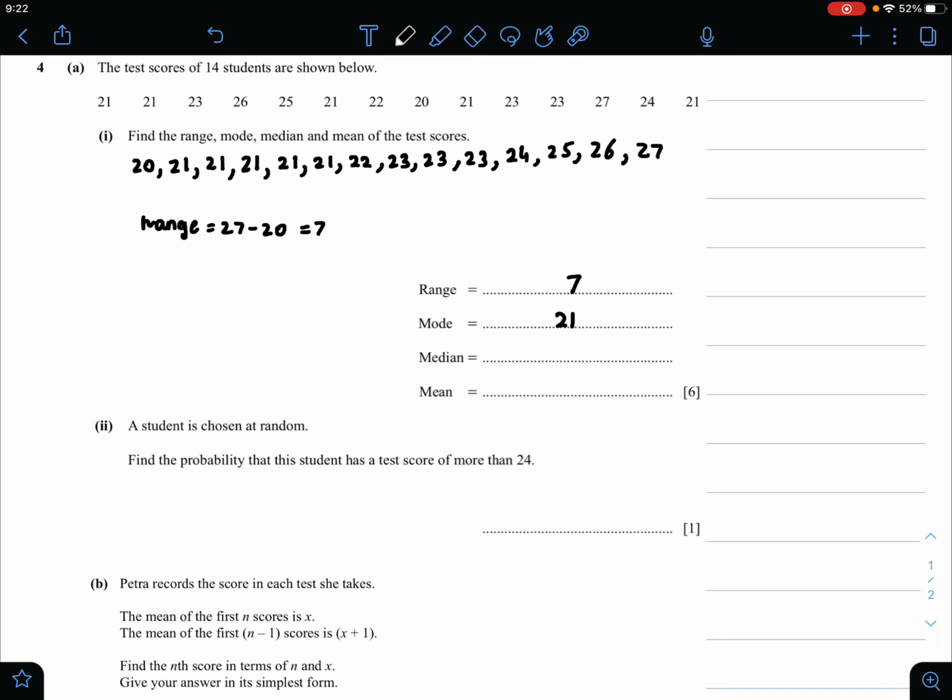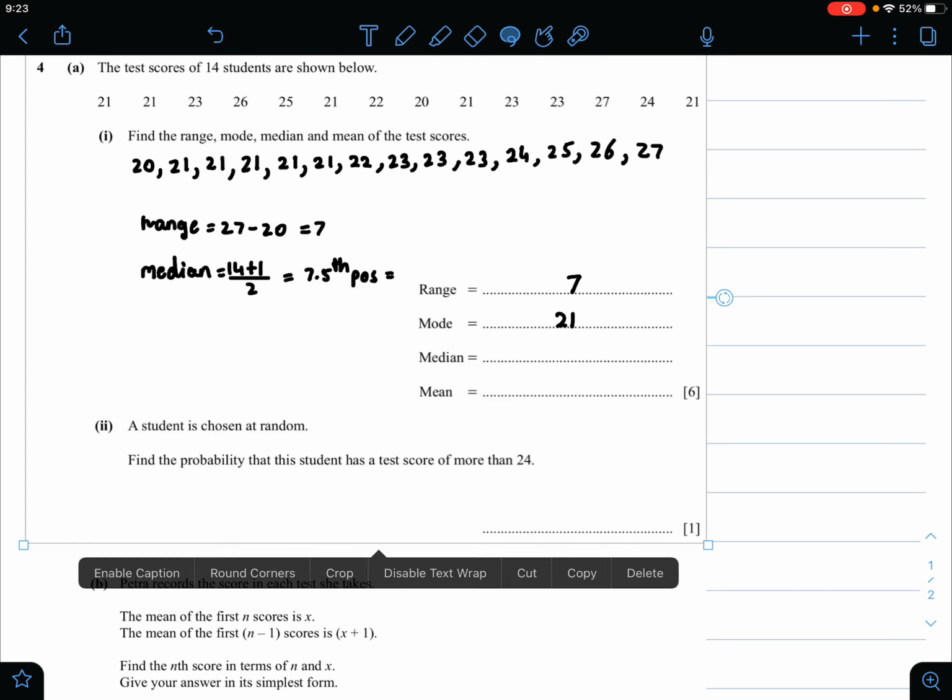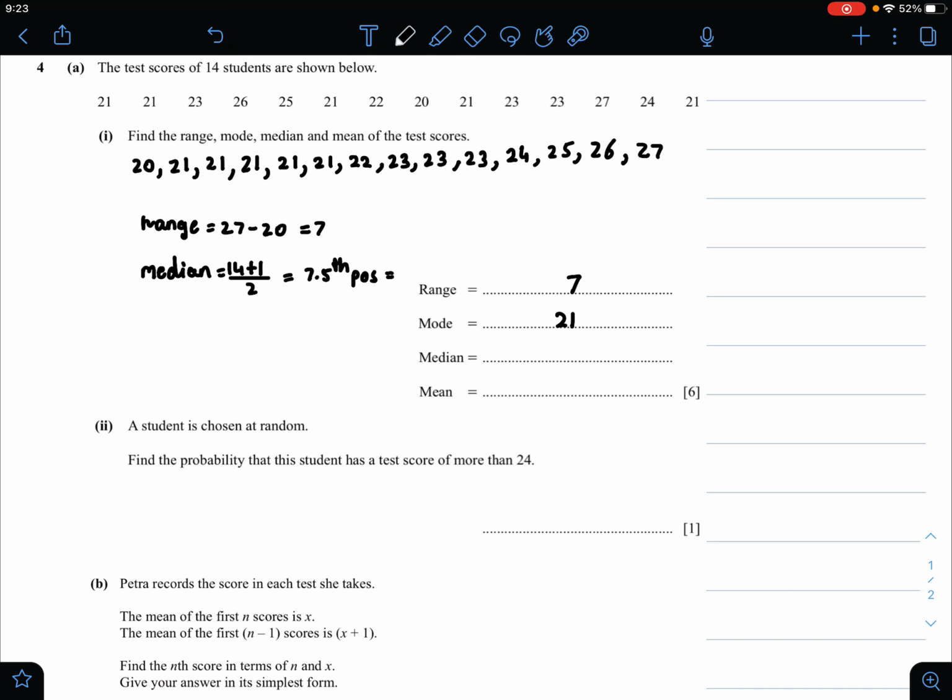Now the median is the middle number. To calculate the median, you use the formula n plus 1 divided by 2, where n is the number of numbers in the list. That would be 14 plus 1 divided by 2, so that would be the 7.5th position, my bad, I'll just move this a bit to the left. Yeah, so the 7.5th position.